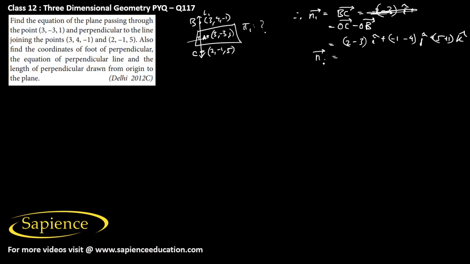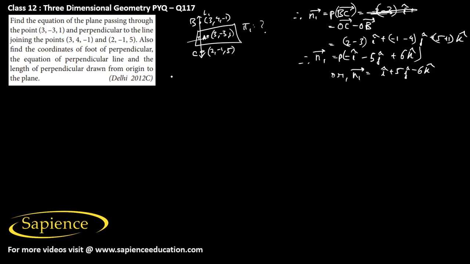So therefore N1 vector will be equal to -i cap - 5 j cap + 6 k cap, or we can tell N1 vector is equal to some p times this. So if we take p as -1, that will be equal to i cap + 5 j cap - 6 k cap.